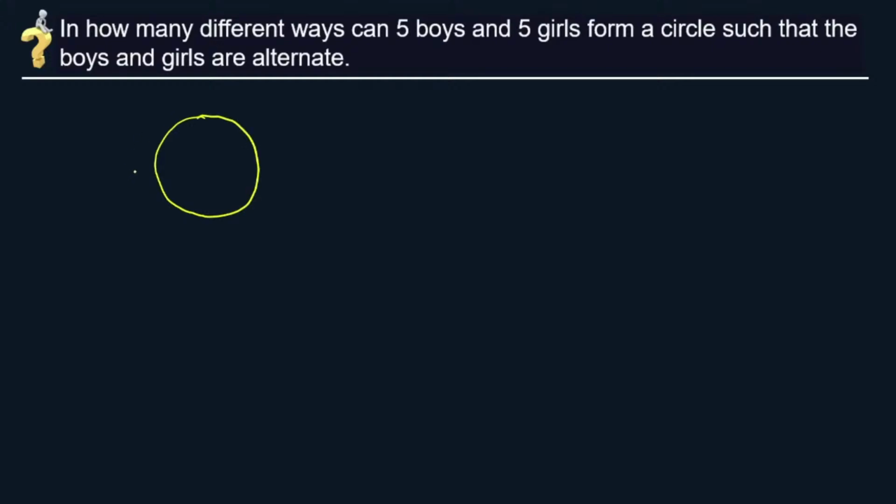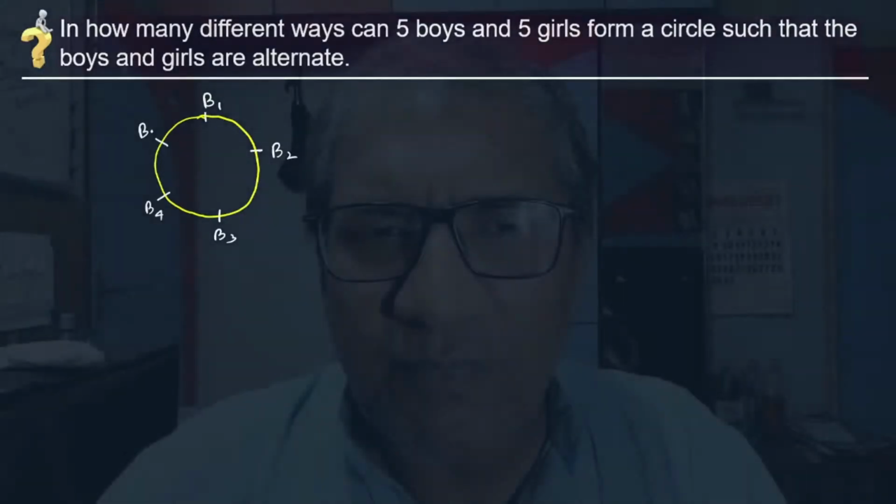And let us do one thing. Since the boys and girls are sitting alternately, we are first placing the 5 boys at 5 places. Let us say this is B1, this is B2, this is B3, this is B4, and this is B5. Is it clear? So 5 boys are already seated at that circular table, leaving 1 seat in between.